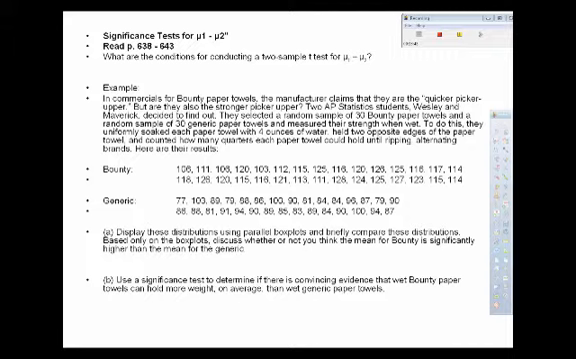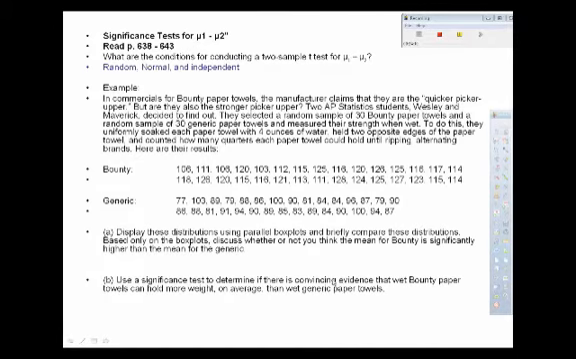Again, you need to check both samples to make sure that they're random and normal. If the sample size is less than 30, then you need to graph it and check. Okay, so here we go.